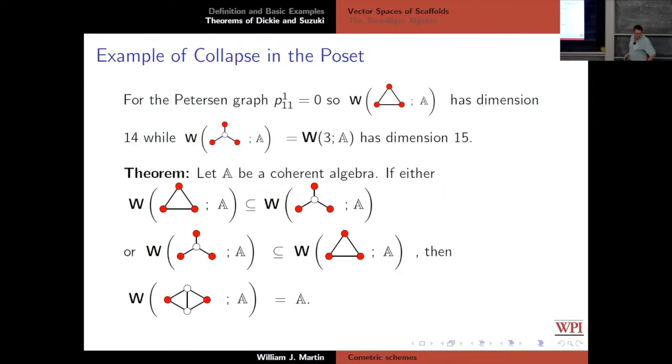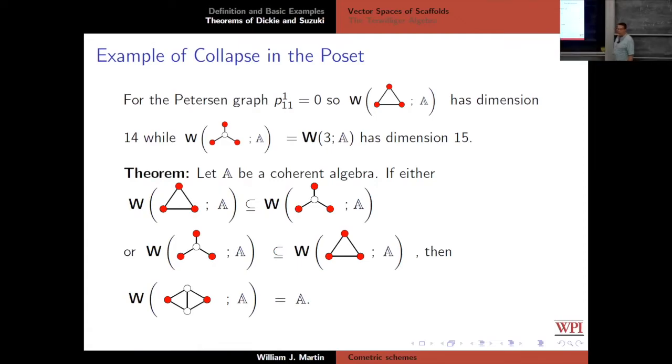Sometimes the poset collapses. Oh, am I out of time? No, I still have a little bit of time, right? So the Petersen graph, P111 is 0. So this space has dimension 14, because that's the number Paul proved is the number of non-zero PIJKs. So the dimension of that is 14, but the space of all third order scaffolds that you can build with edge weights in the Bose-Mesner algebra of the Petersen graph has dimension 15. So there's something in there that's not expressible in this way.